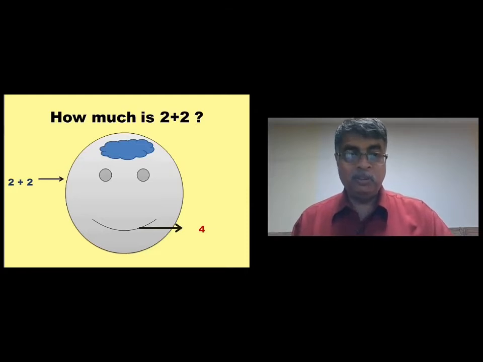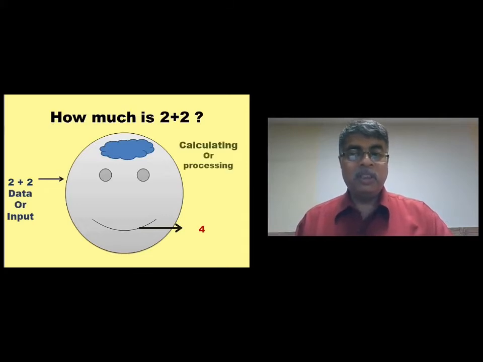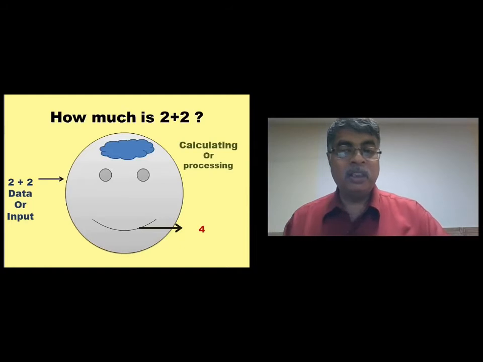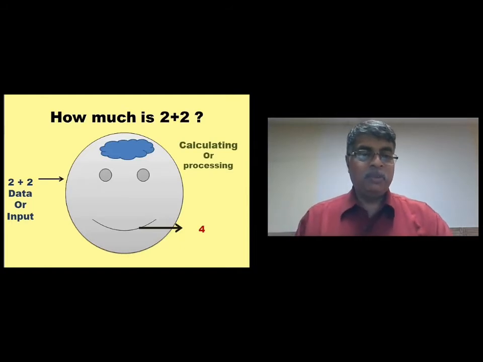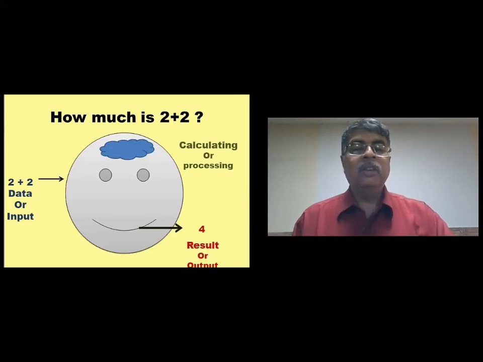So all three are important. You need the ears to hear, you need the brain to find the answer, and the mouth to say it out. Now let us put them in some nice terms. We say that 2 and 2, that is data or input. That numbers which are coming through your ears, that is data or input. What the brain is doing is calculating or processing. And what the mouth is giving out, that is the result or output.